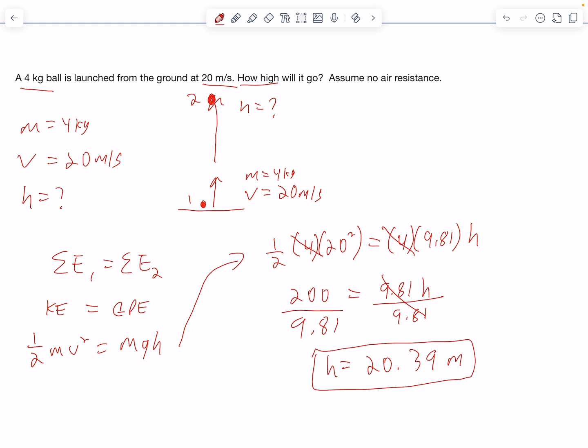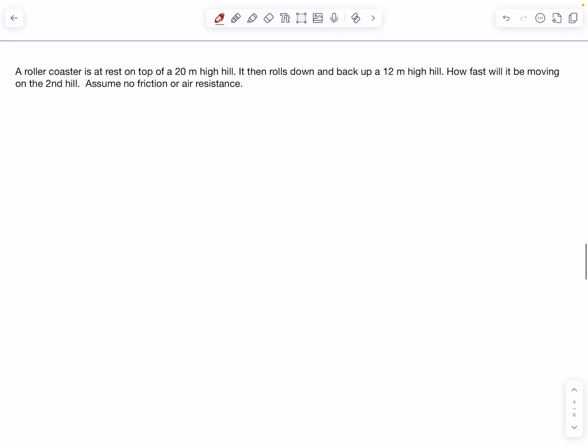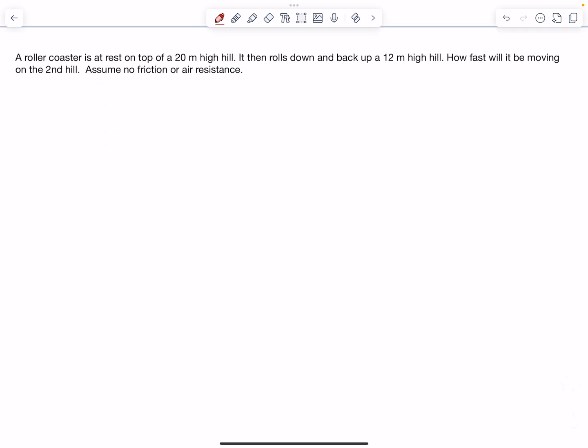All right. So this was a similar problem to the last one in that we used conservation of energy, which is that equation, but it looked a little different. Let's do another one that looks different still. All right, a roller coaster is at rest at the top of a 20-meter high hill. It rolls back down to a 12-meter high hill. How fast is it moving?